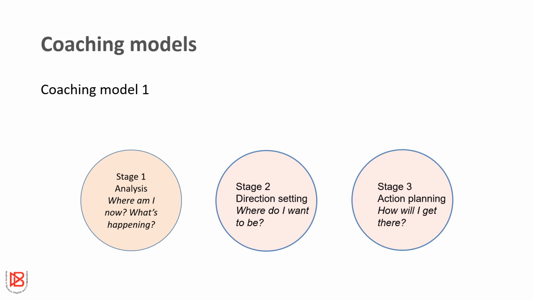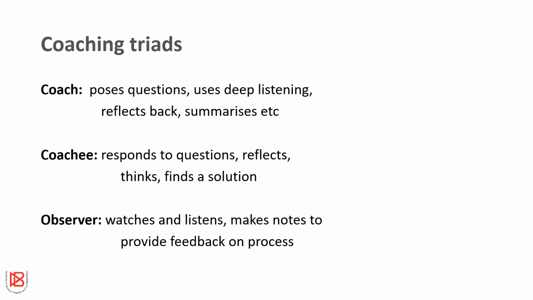Let me introduce two coaching models to you. Stage number one is where am I now, as in what is happening to me, what is going right, going wrong. Stage number two is direction setting. Where do I want to be? That is what we are looking forward to. Stage number three is action planning, as in how will I get it. So first is where am I, what am I doing, and how will I get what is happening around it.